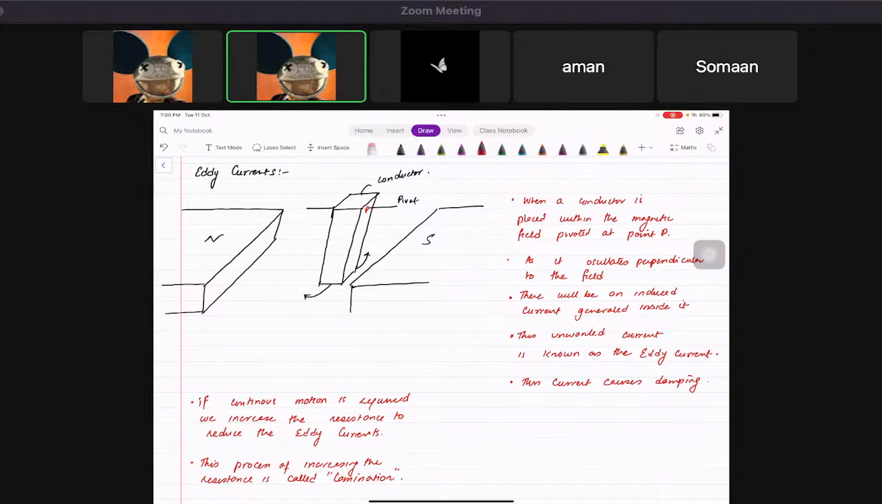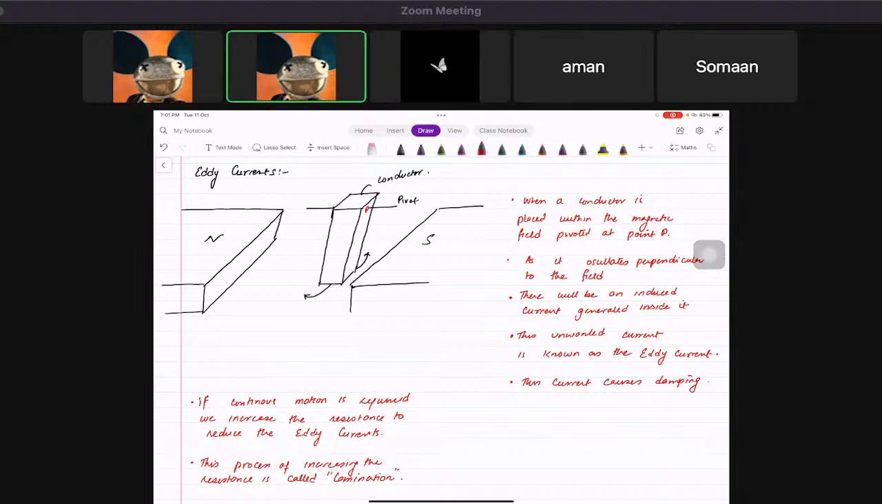So that would cause the overall resistance to increase. Do you guys understand now? Suman, Aman, Karthika? Yes, sir. That's good. So can you repeat the lamination part?